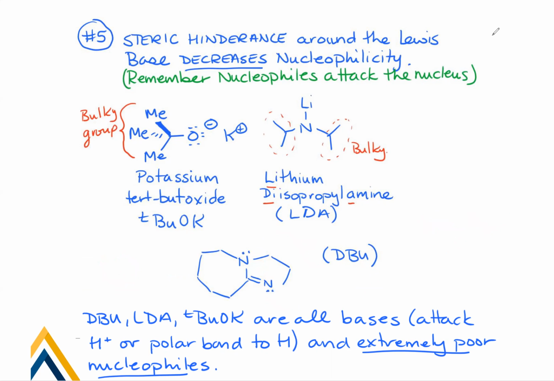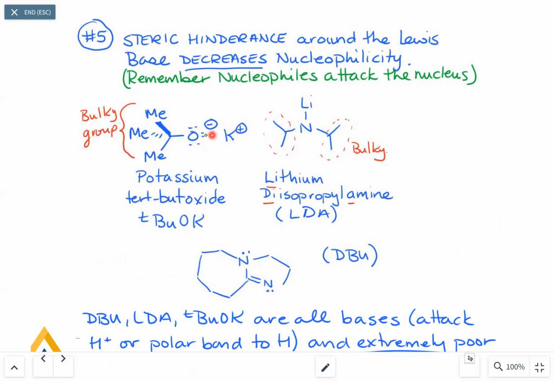So the key point on this slide is that some species are really good at being bases, but they're terrible nucleophiles because there's steric bulk associated with them. LDA and tert-butoxide are the two most common ones we'll see in these courses. They'll be used exclusively in reactions where you want to remove a proton, which will be the next chapter, the elimination reactions.